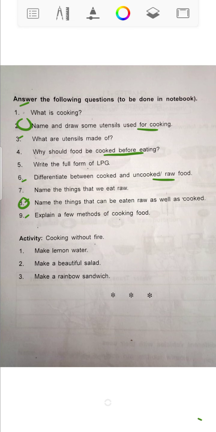Last is explain a few methods of cooking food. We have already discussed it in the class that roasting, right? Then we have discussed boiling, frying. So we have already covered this question. So you have to complete the assignment book, write down the answers in the notebook of the back questions, complete the work and submit the work in the EVS group.